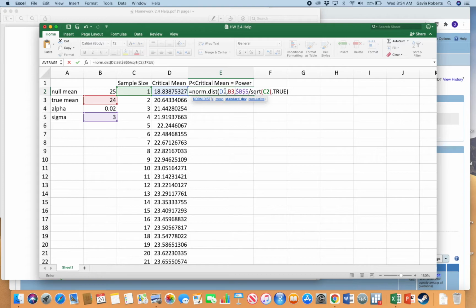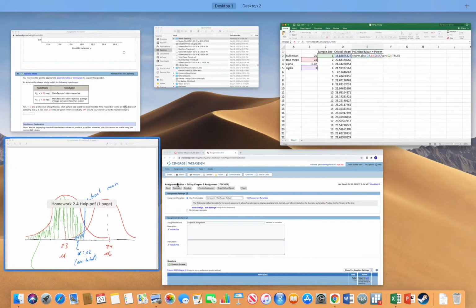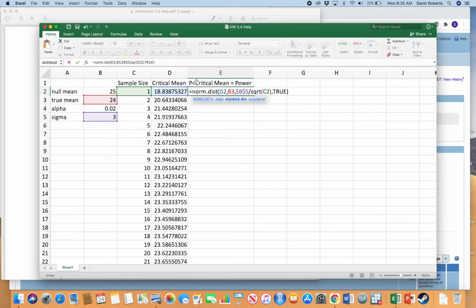So we have x right there. We want to land to the left of the critical mean, because right here, this formula is calculating the green area based on the sample size. So for a sample size of 1, the green area is to the left of this critical mean from a distribution centered at the truth, 24, with a standard error of 3 divided by the square root of the sample size. Right there is the sample size in green. And then we always type true, of course, at the end of our NORM.DIST ones.